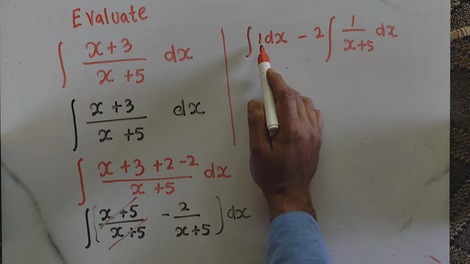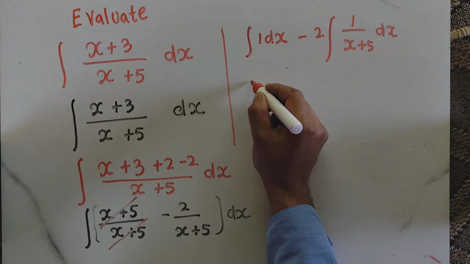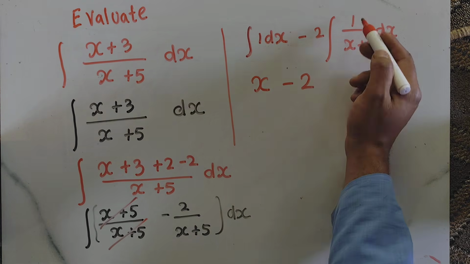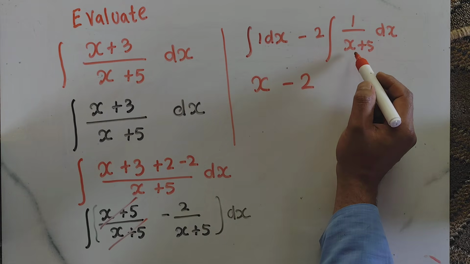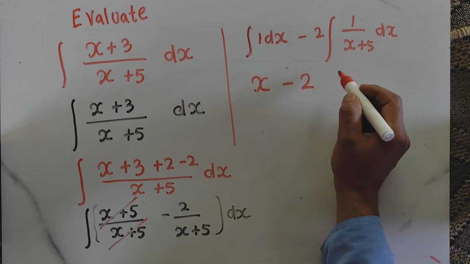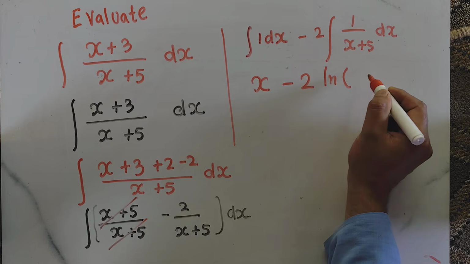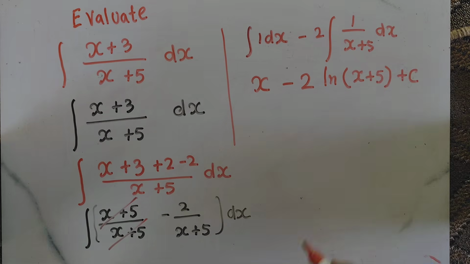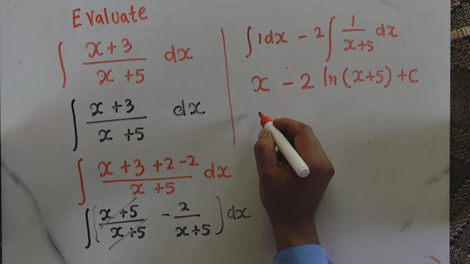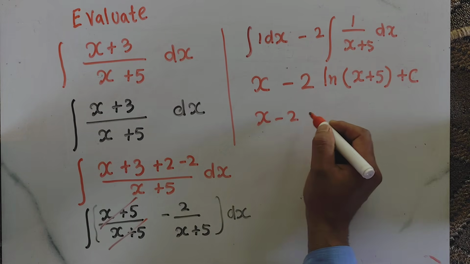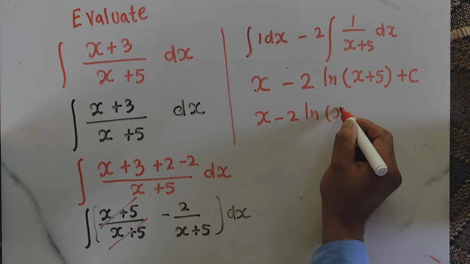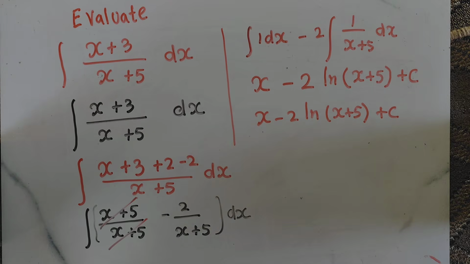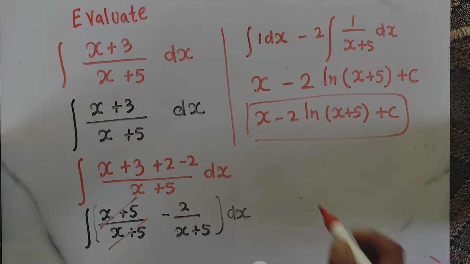Now the integral of 1 with respect to x is simply x, we know it. Then we have minus 2, the integral of 1 divided by x plus 5, its integral is log of x plus 5, and we add the constant of integration here. Okay, so we will get x minus twice ln of x plus 5 plus c, which is the constant of integration. So this is how we evaluate the given question.